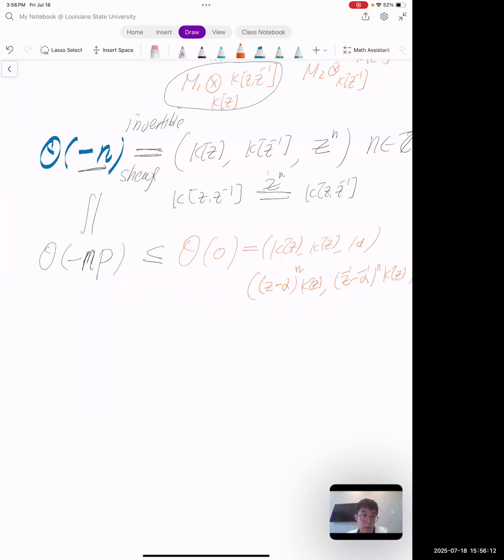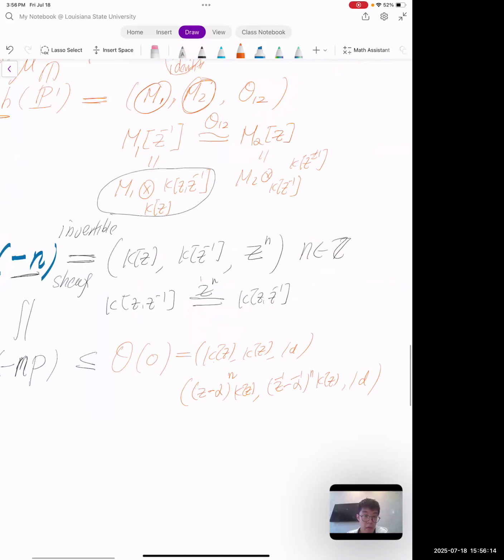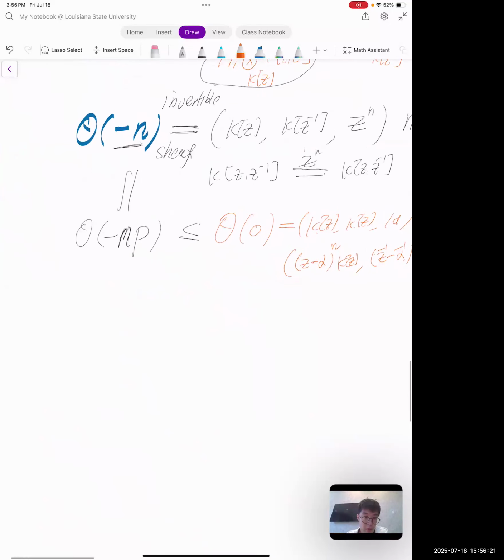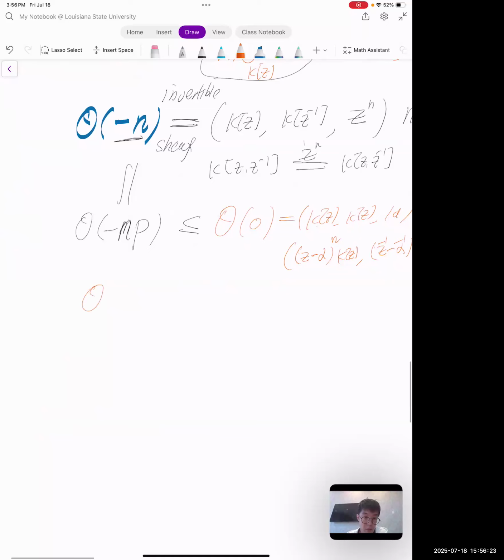So this is a subsheaf. If you look at PID theory, it looks like this module. Okay, so what I do is I'm going to take the quotient of O by the subsheaf, which I denote by O_nP. And this actually serves as a torsion sheaf.